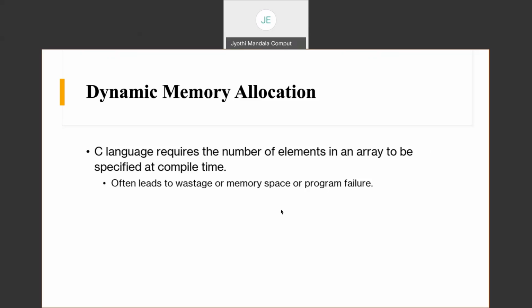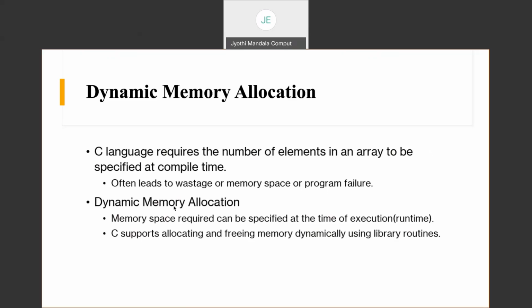To avoid this problem, we need to go to a concept called dynamic memory allocation functions. The use of dynamic memory allocation is that using these functions, we will be allocating only the required space at the time of executing the program. That means we are not writing anything in the program saying this much memory we want to allocate, but at the time of executing our program, we will be allocating the sufficient amount of memory. Because of this, no wastage of memory will be there. Got it? So the memory space required can be specified at the time of execution by using dynamic memory allocation.